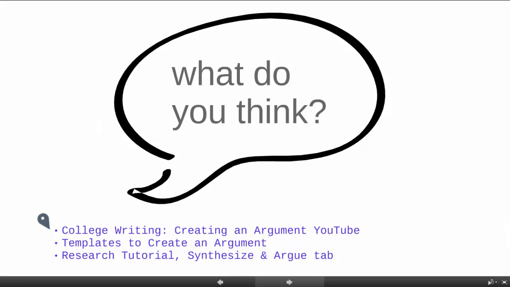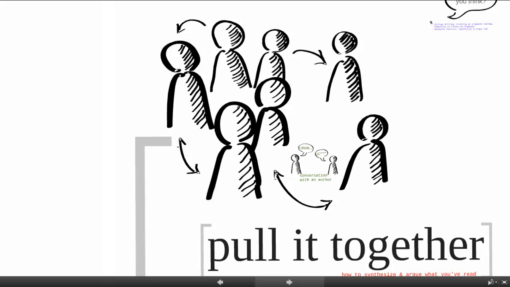The next step is, what do you think? You've got that synthesis matrix, you know what information is out there, what other authors think, and now it's your part of the conversation. If you need help coming up with your argument, watch the College Writing Create an Argument YouTube. You can also use the templates to create an argument. They have some really helpful sentences that will help you to get started. That information is also in the research tutorial under the Synthesize and Argue tab. So that's how you pull it all together to synthesize and argue what you've read.